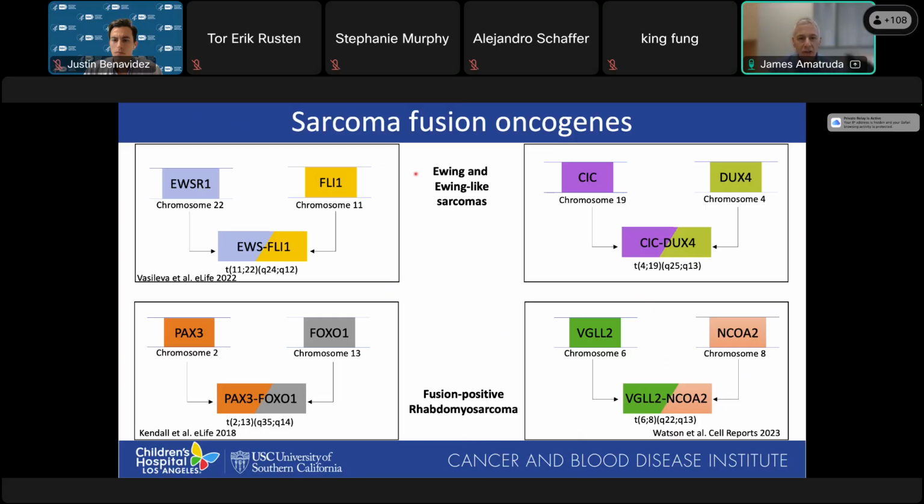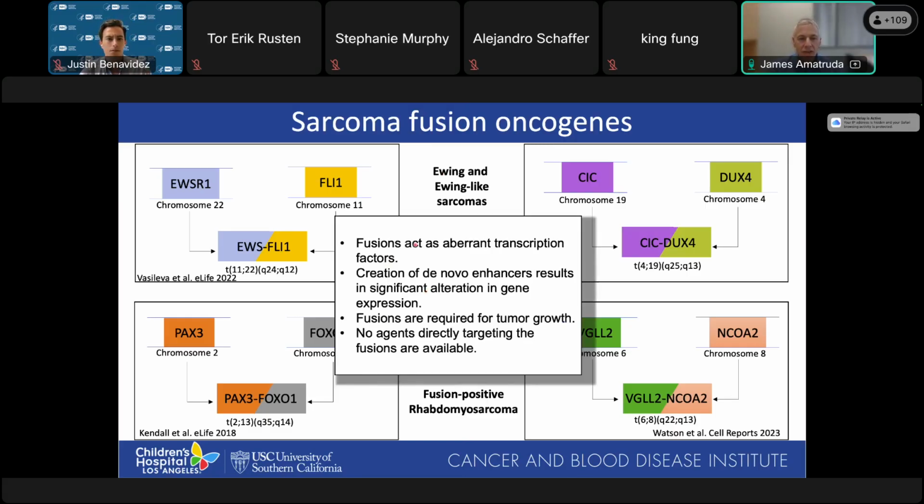Diseases similar to Ewing sarcoma are other small round cell sarcomas such as CIC-DUX4, or muscle tumors, fusion-positive rhabdomyosarcoma, and infantile rhabdomyosarcoma of the VGLL2 and NCOA2 type. We've studied a number of these in fish models, and there are a few similar themes.